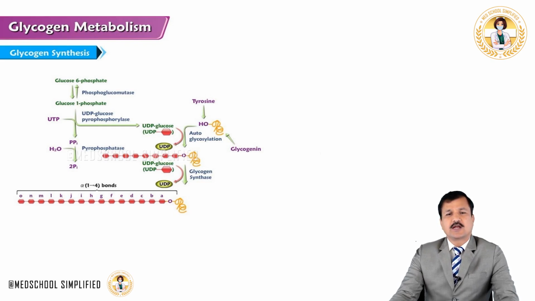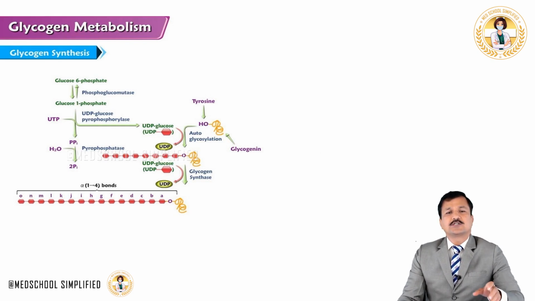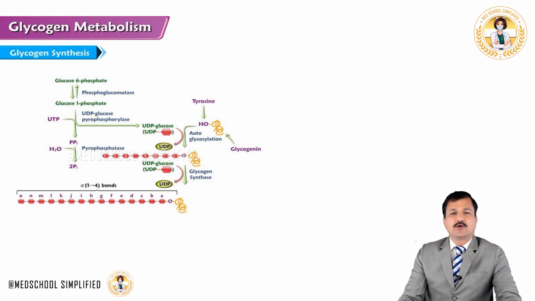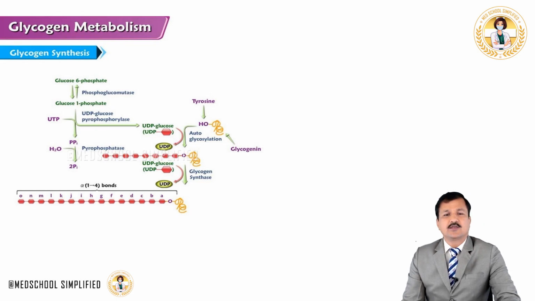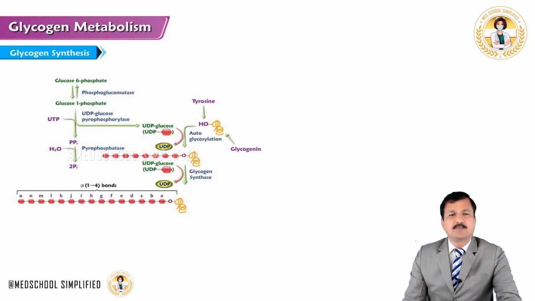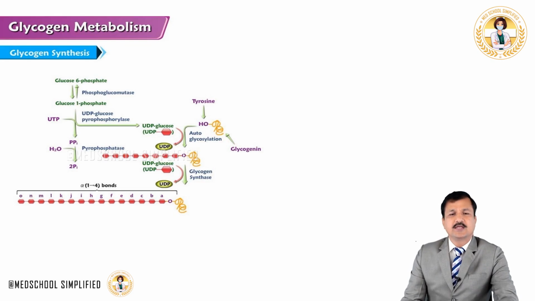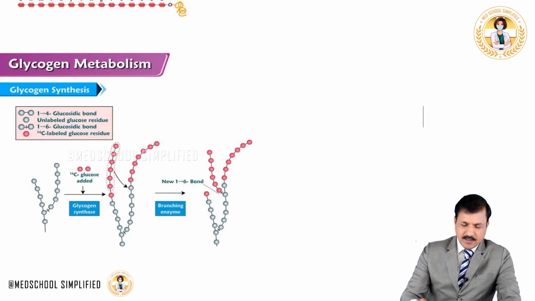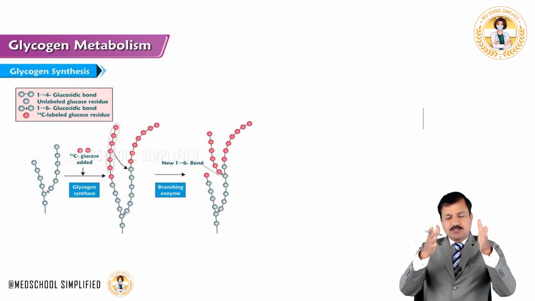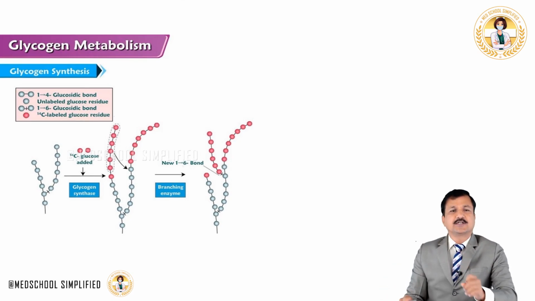Once 8 glucose residues are added, a glycogen primer is made, and this glycogen primer will be elongated by glycogen synthase, bringing more UDP-glucose, adding glucose and releasing UDP every time. All this linear chain synthesis is done by creating alpha-1,4 glycosidic bonds. When around 11 glucose residues are there in this linear glycogen chain, the branching enzyme is going to take a portion of this linear chain and reattach it somewhere else.